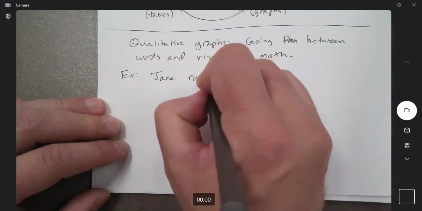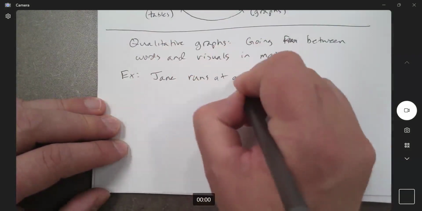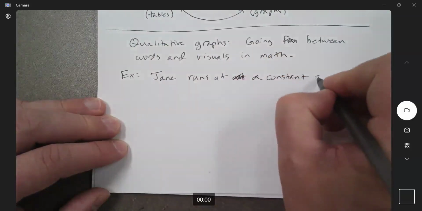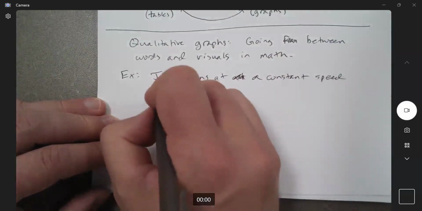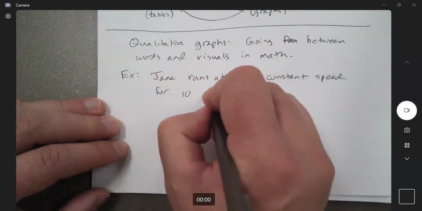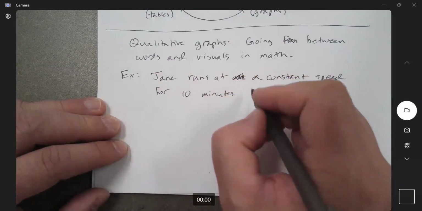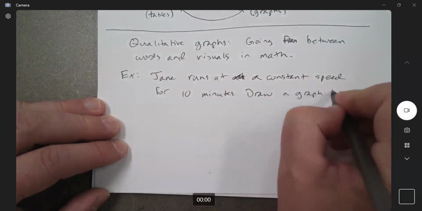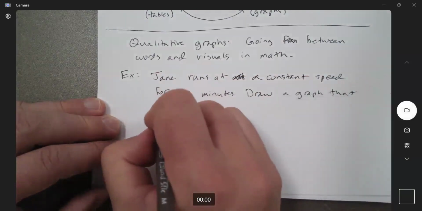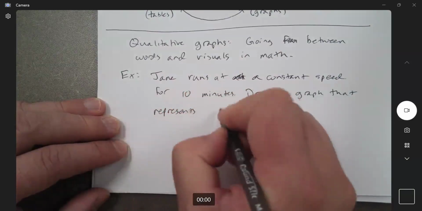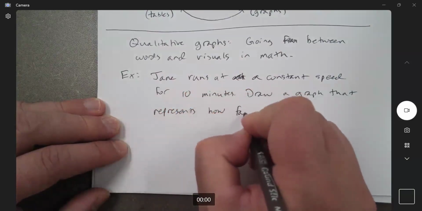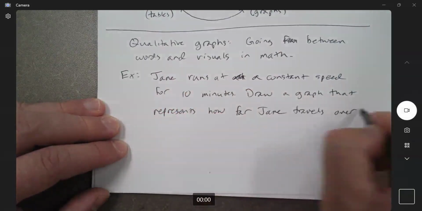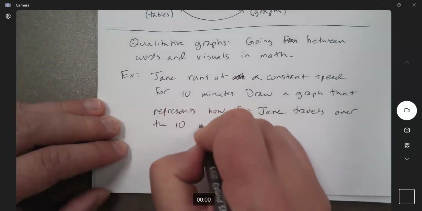Jane runs at a constant speed for 10 minutes. Draw a graph that represents how far Jane travels over the 10 minutes.